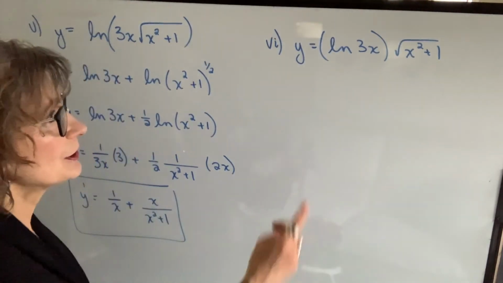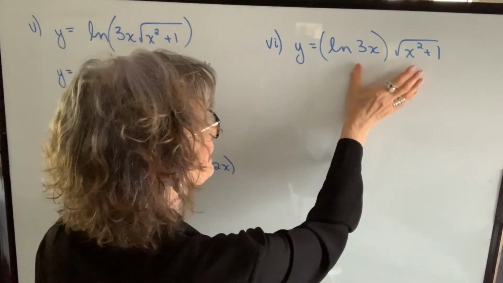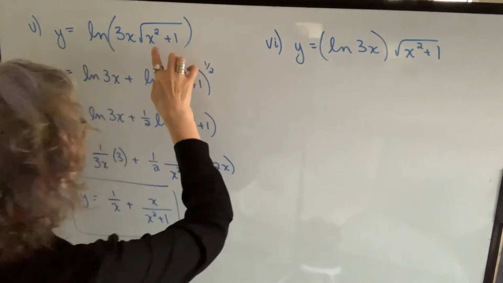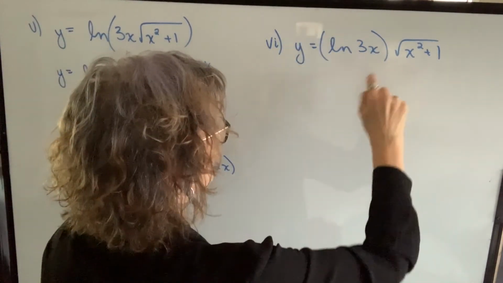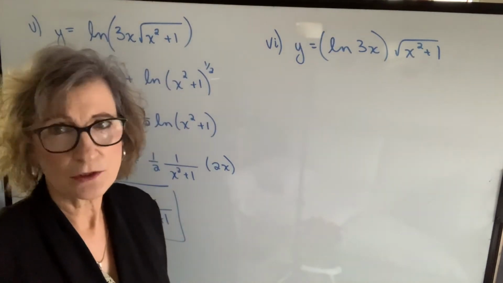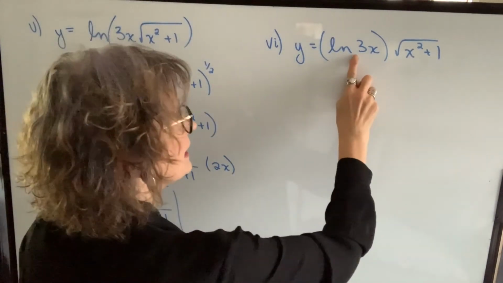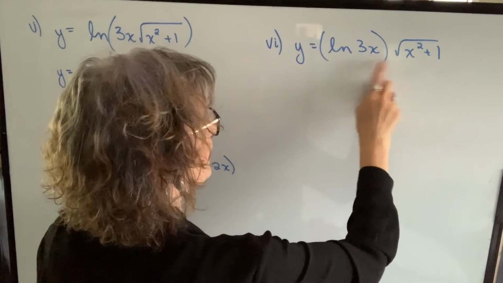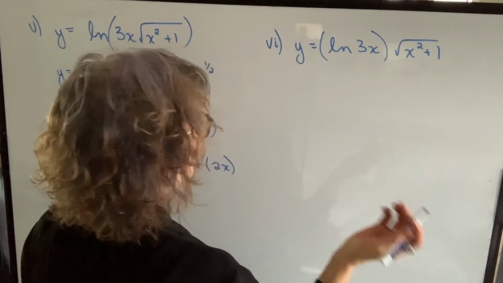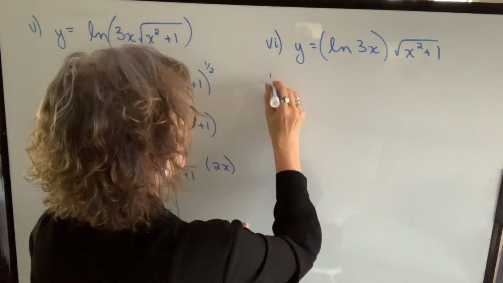Sometimes you won't have an option. For example, in this question here, this is a product. Very similar, but the change in the parentheses makes a totally different function. So this is a product, and in order to differentiate that, there's no properties I can use. I'm going to have to use my product rule.